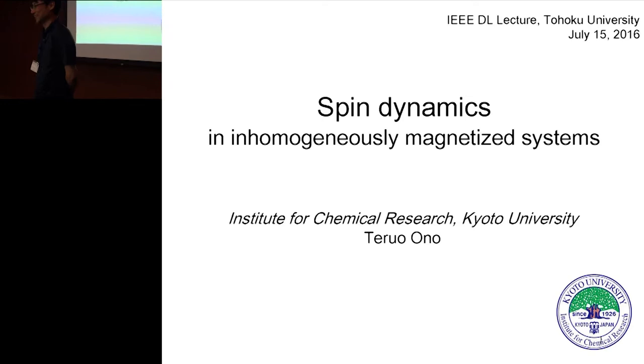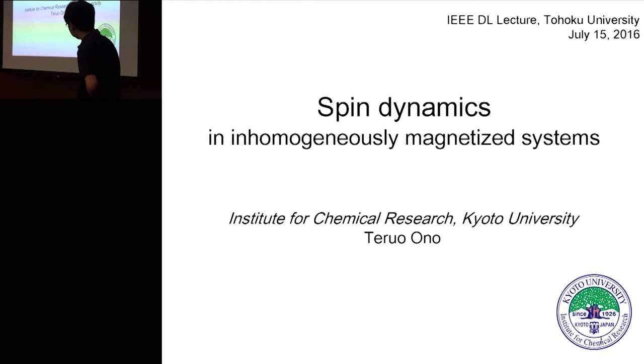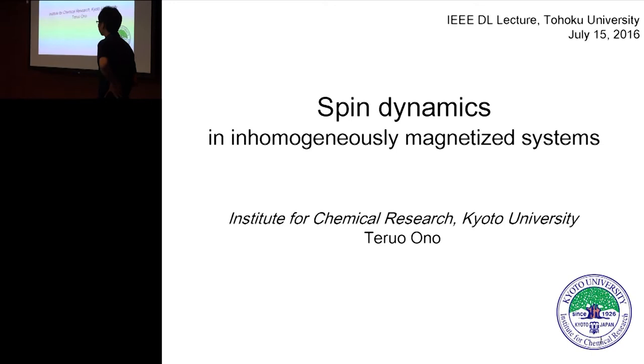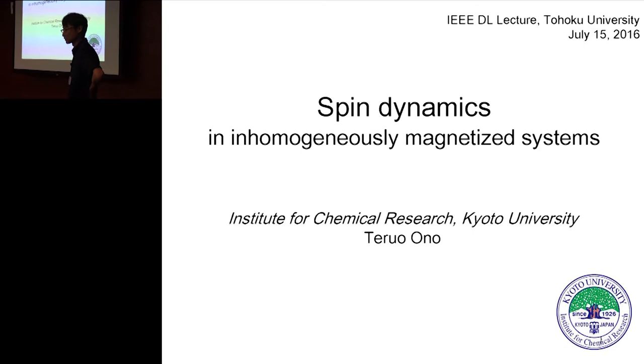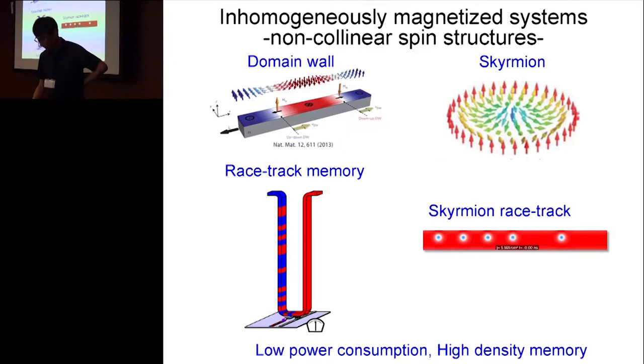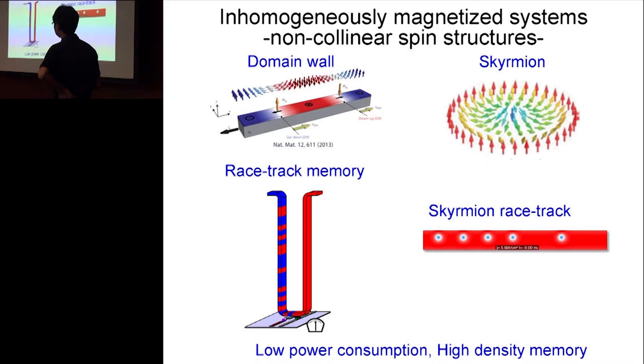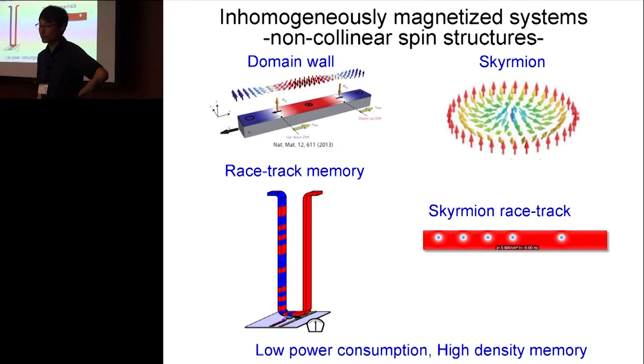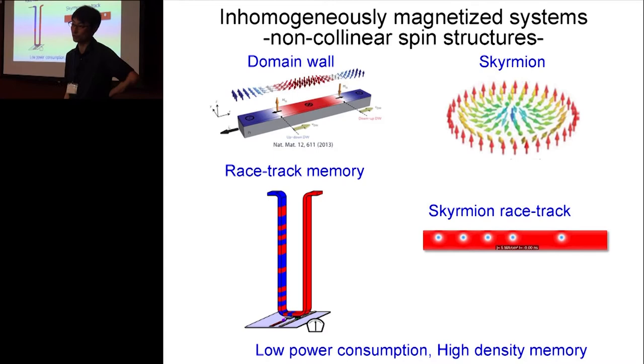Okay, let me start. So, Teruo Ono from Kyoto. The title of my talk is Spin Dynamics in Inhomogeneously Magnetized Systems. So what is an inhomogeneously magnetized system? It's just a non-collinear spin structure, like maybe a domain wall and a skyrmion. And nowadays we're expecting to make low power consumption and high density memory by using spin dynamics in these non-collinear spin structures. So my talk is on this kind of spin structure.